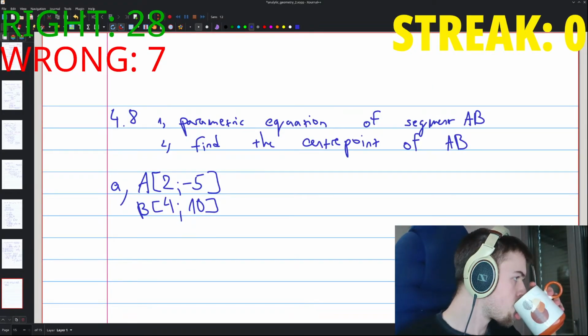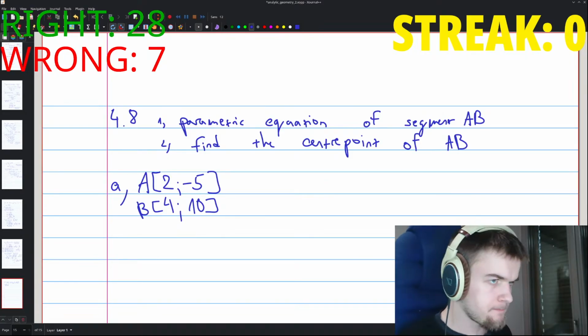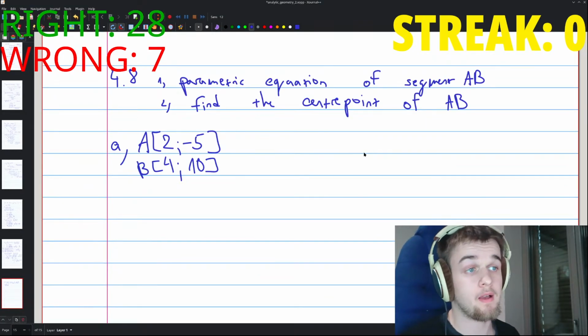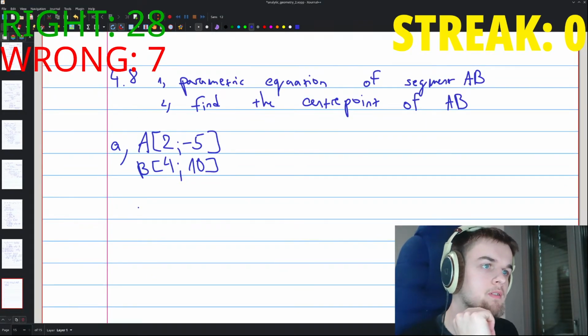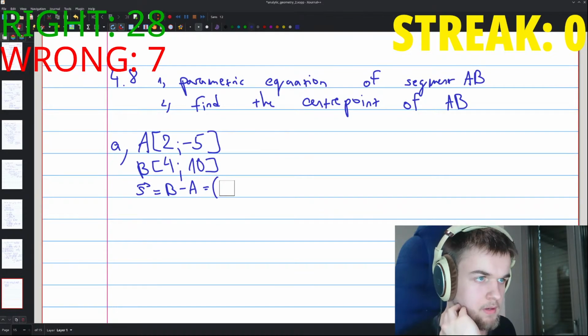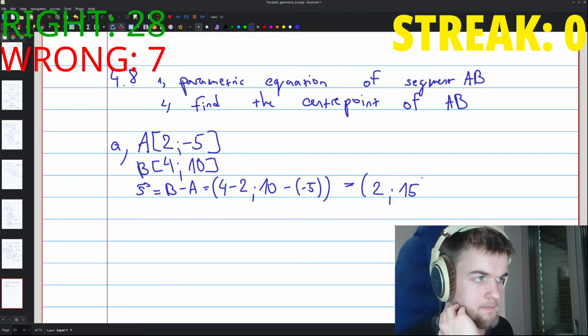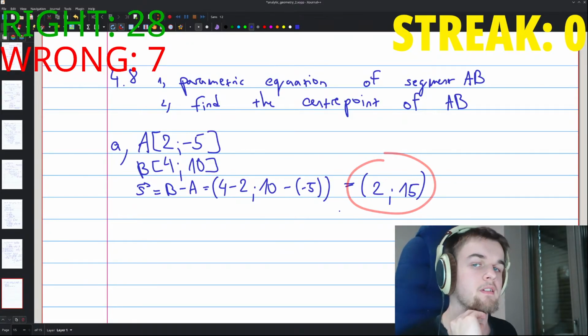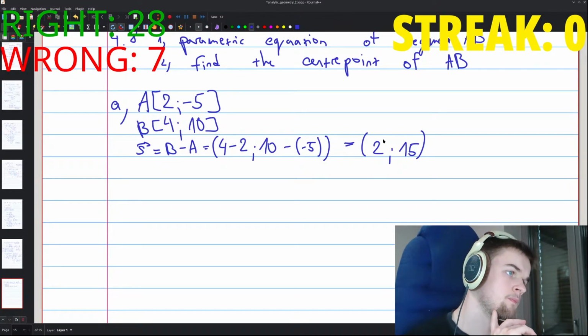So make a parametric equation of a line. I don't know how to make a parametric equation of a segment. If you calculate the directional vector, which is simply B minus A, which is 4 minus 2, 10 minus -5, which is of course 2 and 15. So this is the directional vector of the line.